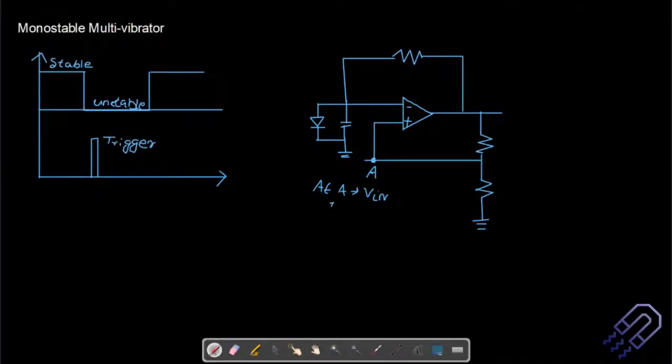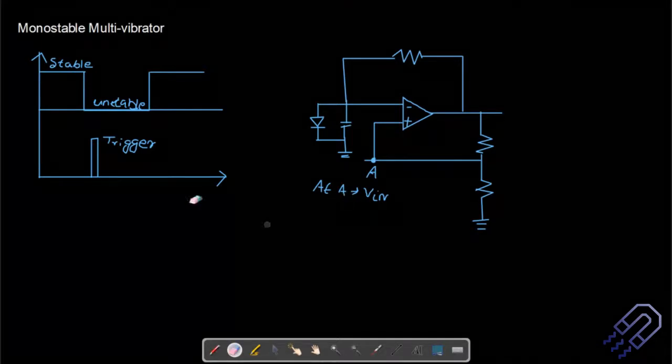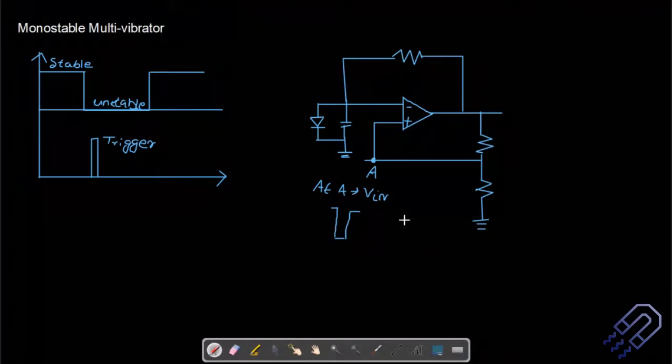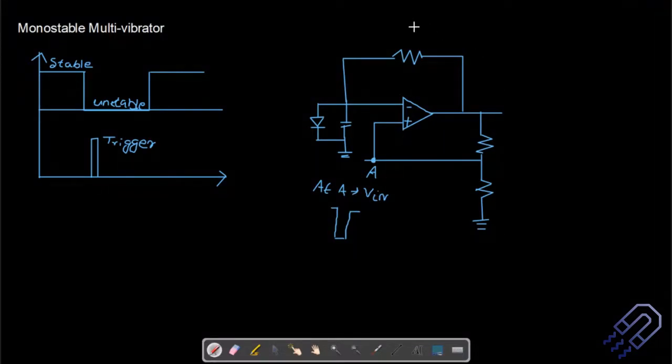And the trigger is also applied at this particular place. So by trigger, I mean this. It might be a negative trigger or a positive trigger. Let's say I'm applying a negative trigger. So this is what is happening at this particular point A, and everything else is more or less the same. So this is your R. This is your, let's say, R1. This is your R2. And then we have the V out.